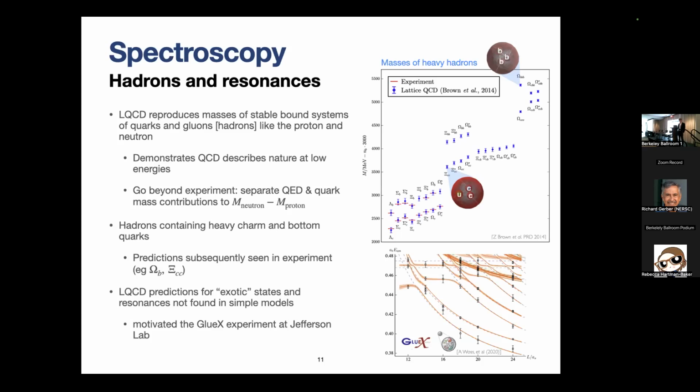There are also states that are not found in simple models that lattice QCD predicts. And this has been motivation for experiments such as the GlueX experiment at Jefferson Lab that is really built to try and find exotic resonances like this pi1 resonance that this shows some phase shifts of.